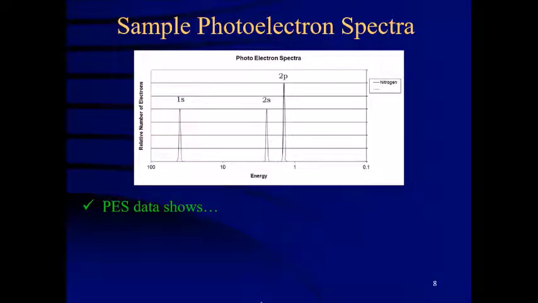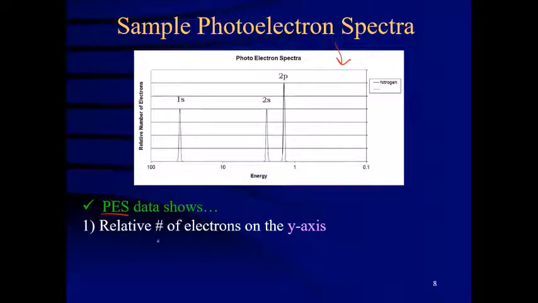So what does a graph look like? It looks like this, with these funny little peaks on it. So what does this photoelectron spectroscopy data show us? It shows us the relative number of electrons on the y-axis. So look over here on the y-axis, you see the relative number of electrons label. These peaks are giving us the relative number of electrons.